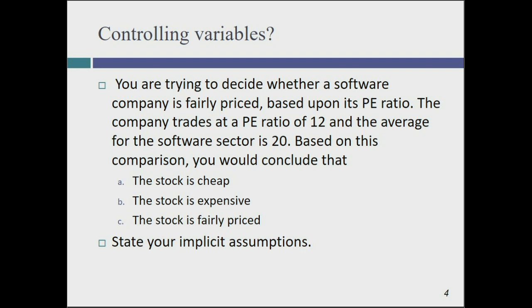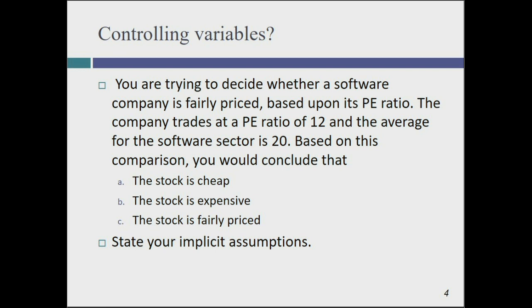Finally, let's suppose you have a stock that has a PE ratio of 12 in a sector where the average PE is 20. Okay, so the stock has a PE of 12. Based on this comparison, would you conclude that the stock is cheap, the stock is expensive, or the stock is fairly priced? Let's start with this.